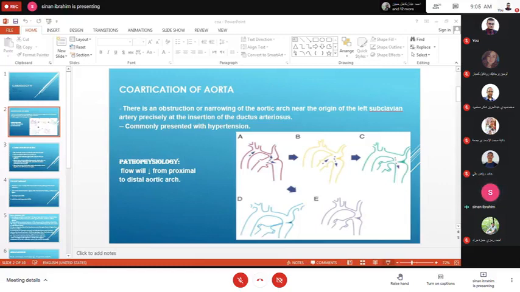near the origin of the left subclavian artery, comprising about 98% of coarctation cases. These patients are commonly presented with hypertension, and the pathophysiology there will be decreased flow from the proximal to the distal arch.